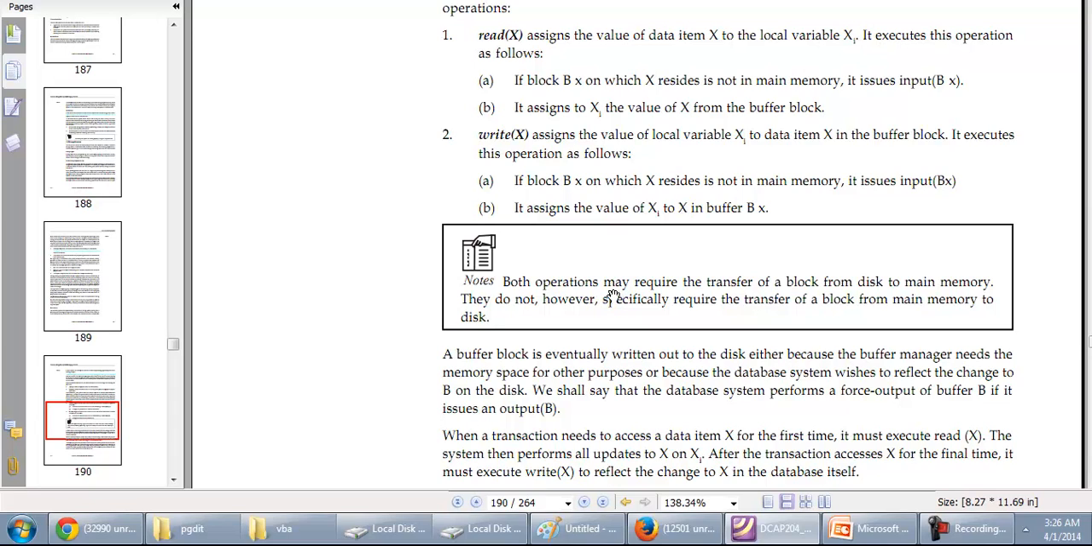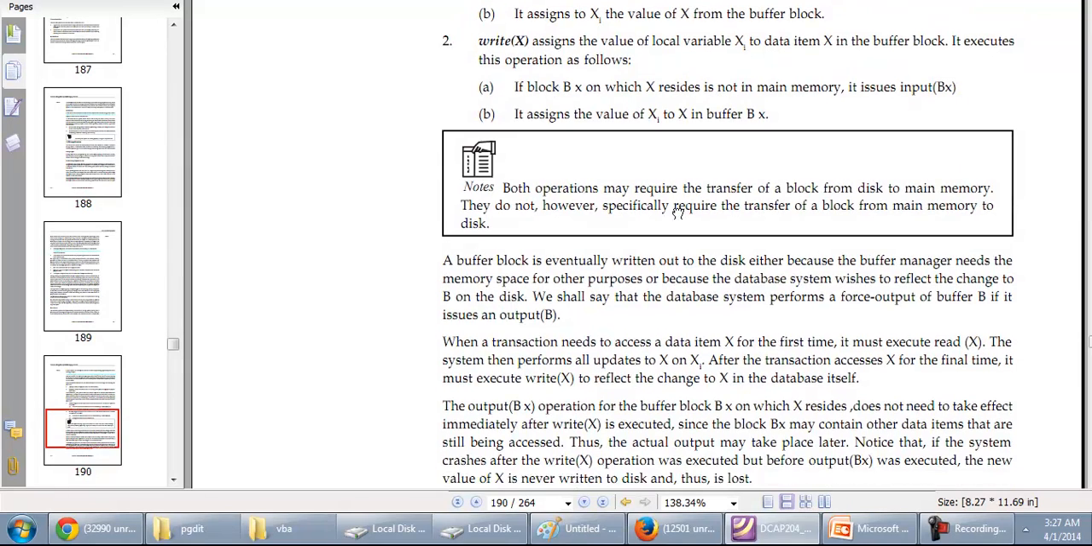Read X, write X. Read X assigns the value of the item to a local variable. Execute the operation: if the block needs access to X, assign X the value from the buffer block. Write X assigns the value of X to the block, which executes in memory.